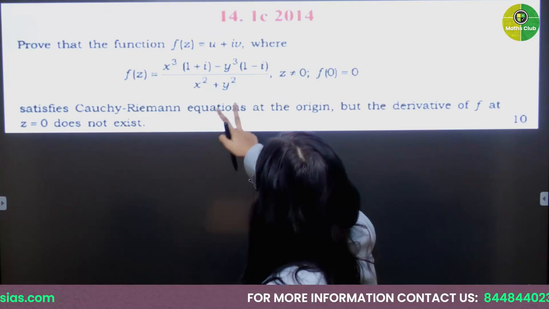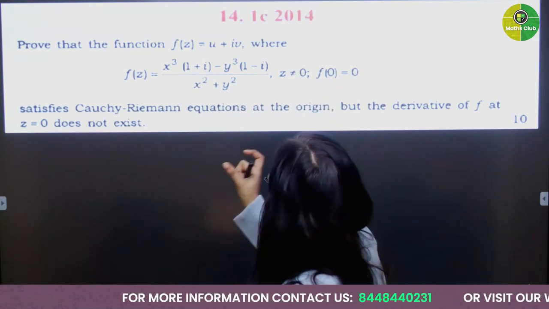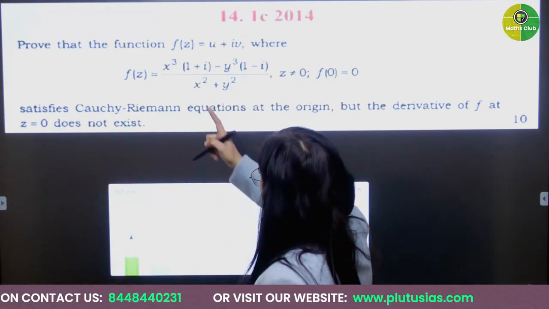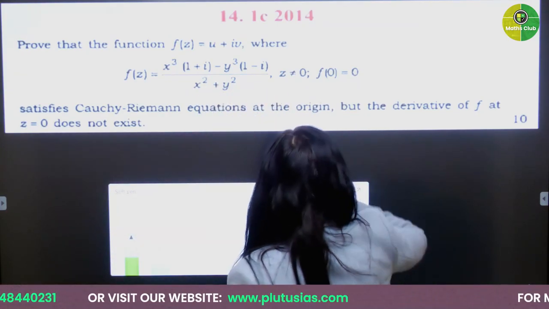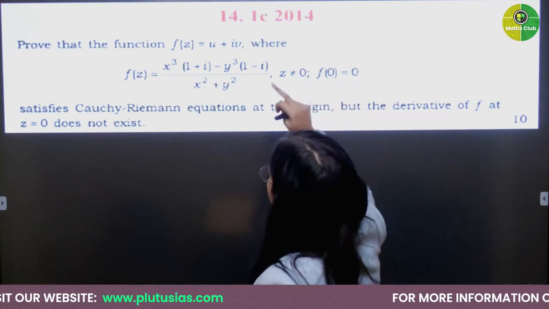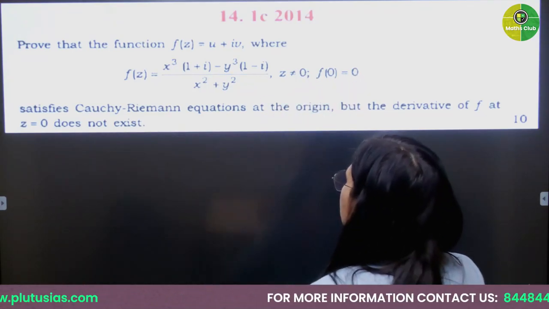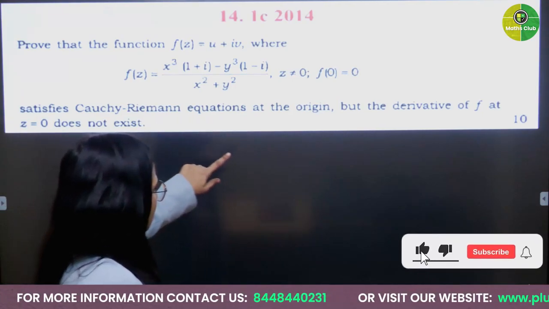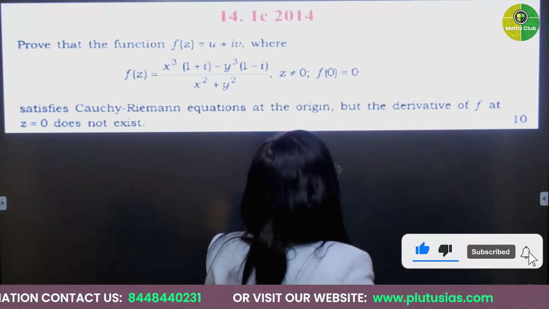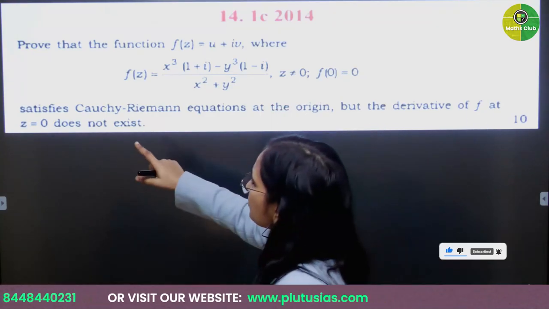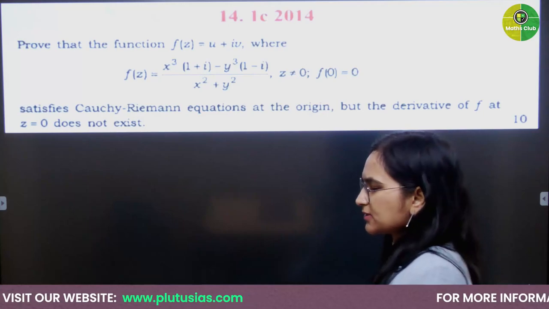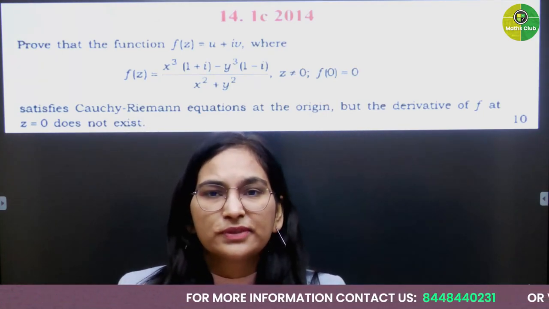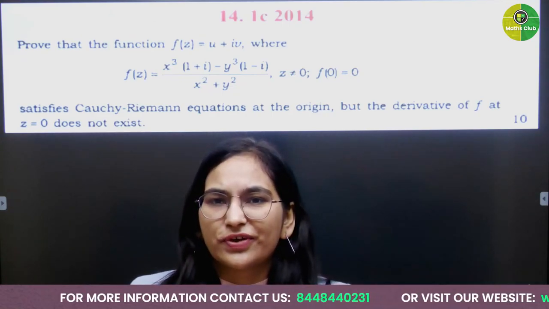And they said f(z) is defined in such a way, and you need to prove this: f(z) is equal to this expression when z is not equal to 0, and it is equal to 0 if z is equal to 0, that is f(0) = 0. You need to show that it satisfies the Cauchy-Riemann equations at the origin, that particular point, but the derivative of f at z equal to 0 does not exist. So how would you prove that the derivative at z equal to 0 does not exist, but it satisfies the CR equations?